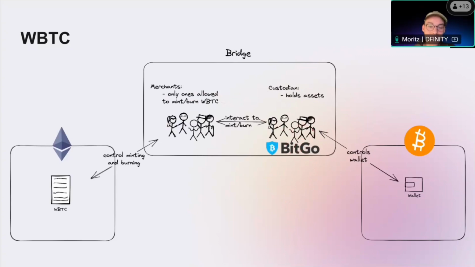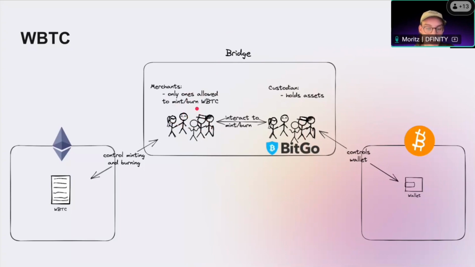So if you want to mint wrapped Bitcoin and therefore bridge Bitcoin from the Bitcoin network to Ethereum, a merchant has to send Bitcoin to the custodian, which then upon receipt mints the same amount of wrapped BTC back to the merchant. So if an end user wants to bridge their Bitcoin to wrapped BTC, they actually have to go through KYC and AML with the merchant.